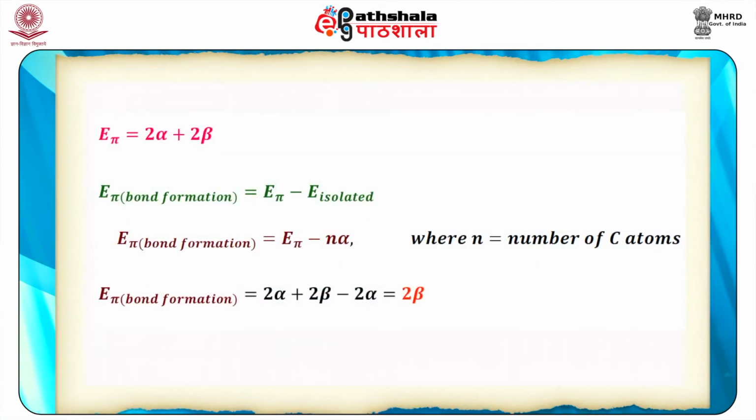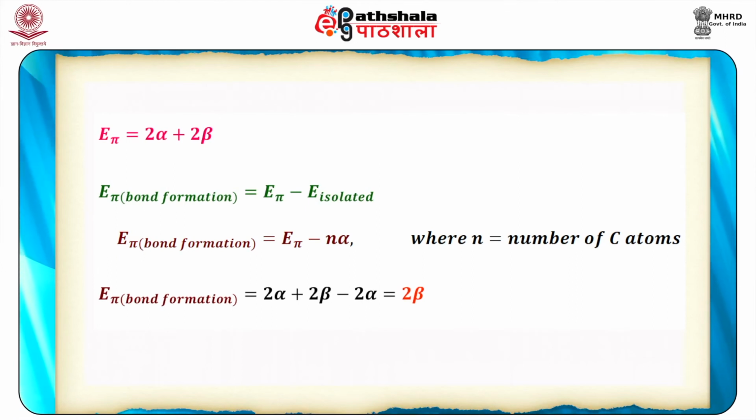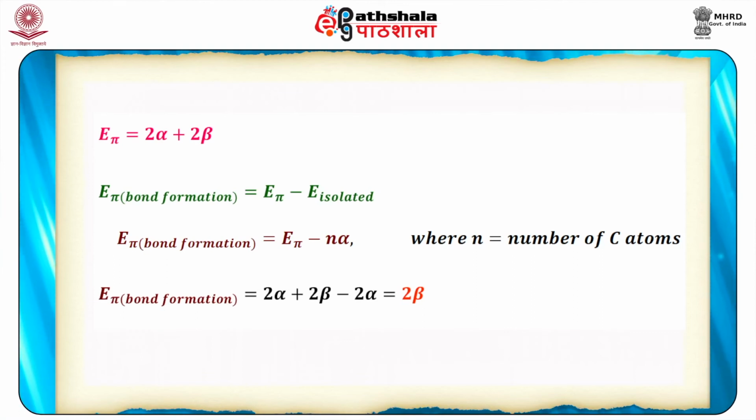We will also calculate here a very interesting quantity which is called the pi bond formation energy. As we have seen in our calculations, because both electrons are in the bonding molecular orbital, the total pi energy of ethylene molecule is 2 alpha plus 2 beta. That's the total energy of ethylene molecule. But had there been only two separate atoms, then the total energy would have been 2 alpha. Therefore, the pi bond formation energy would be the difference between these two.